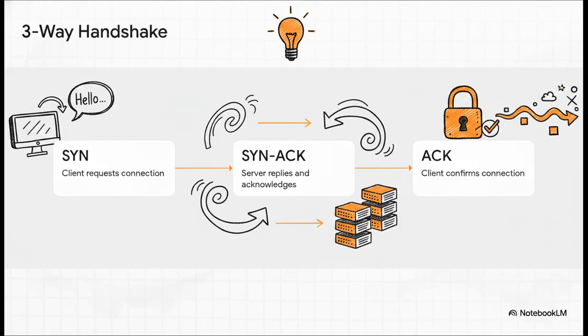So how does it actually establish that connection? Through a process called the 3-way handshake. You're definitely going to want to highlight this for your exams. Step 1, the client sends a SYN packet, which stands for synchronize, basically saying, hey, I'd like to connect. Step 2, the server responds with a SYN-ACK packet, meaning I acknowledge your request and I also want to synchronize with you. And finally, step 3, the client sends an ACK packet, confirming the connection. Only after this whole handshake is finished does the actual web data start flowing.